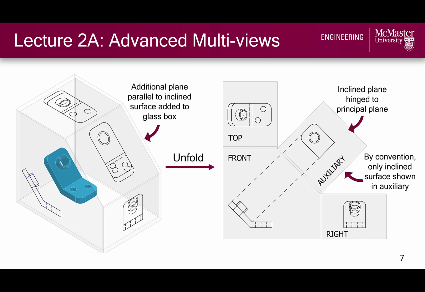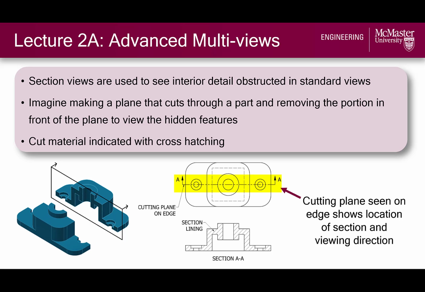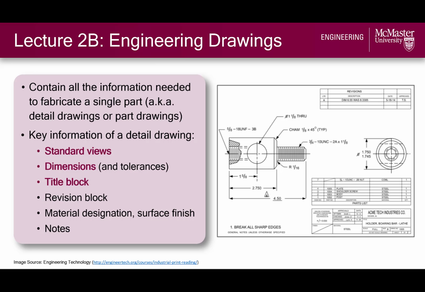We also introduced section views used to clearly depict parts containing internal features, where a cutting plane is drawn on one of the standard views indicating the section viewing direction, and then the corresponding section view shows the view from the cutting plane where the cut material is cross-hatched and the internal features are exposed. So with the isometric pictorials, standard views, auxiliary views, and section views, we covered the majority of views that you'd see in engineering drawings, which were the topic of Lecture 2b.